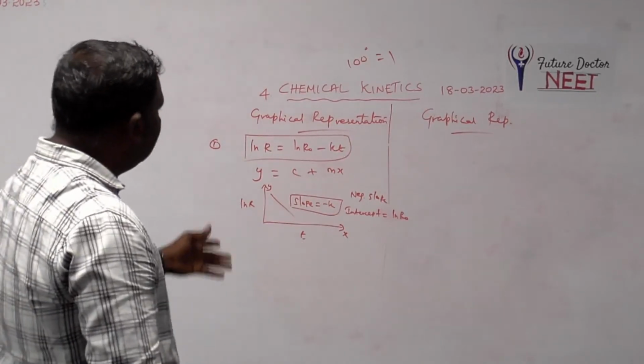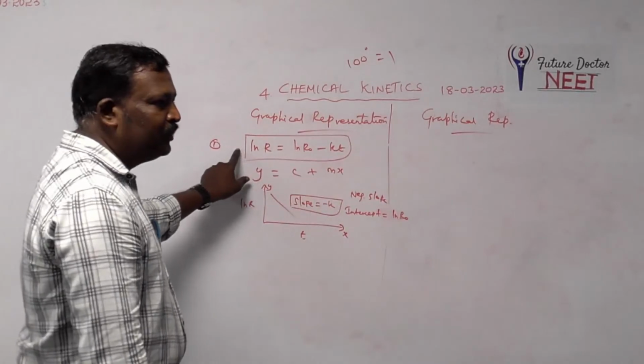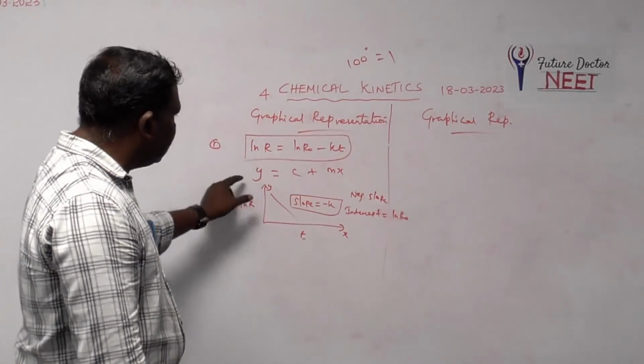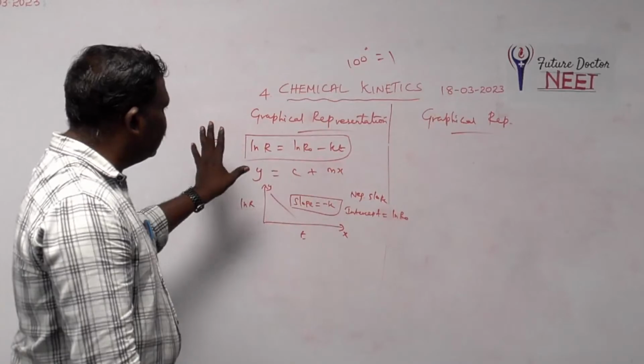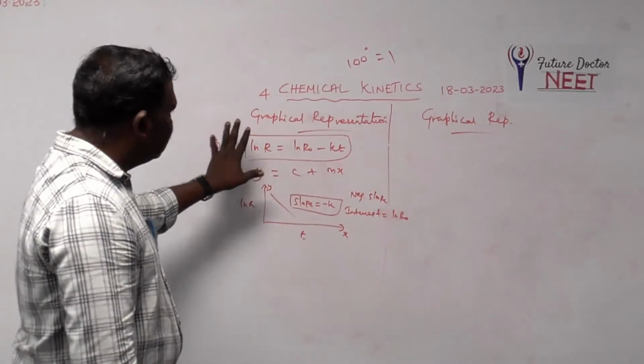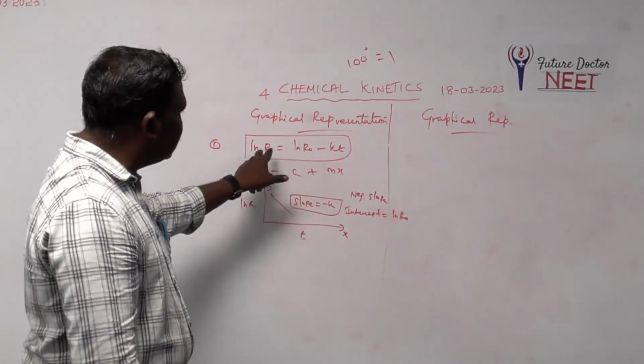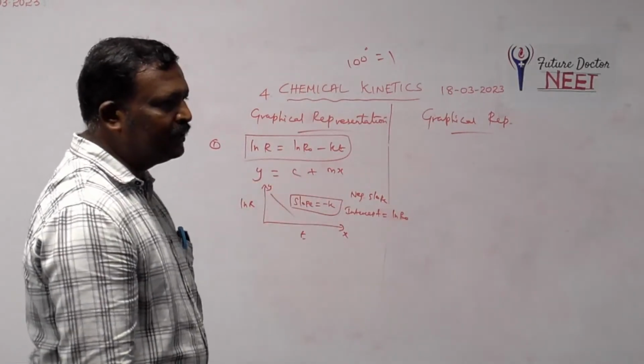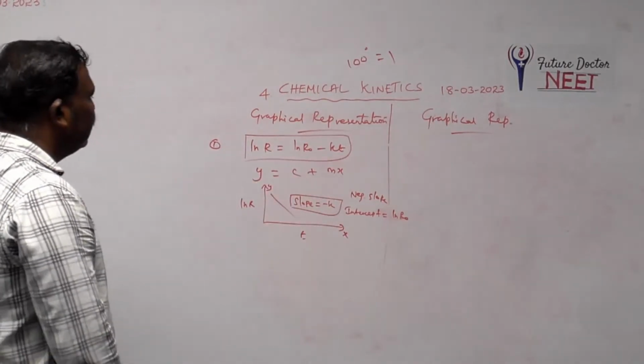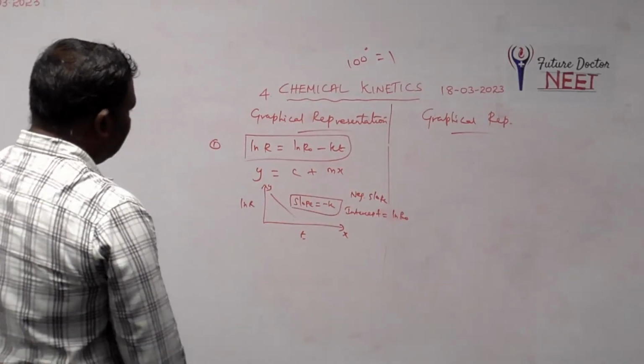When you do the derivations, that time it will come. So I'm taking this one, then equating this one. You don't worry about the derivation part. You just memorize this one: ln r is equal to ln r naught minus kt. Are you following?